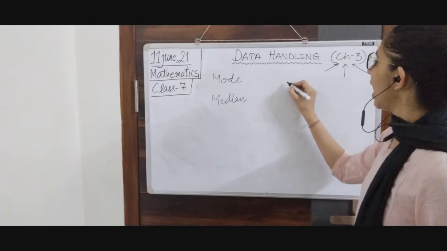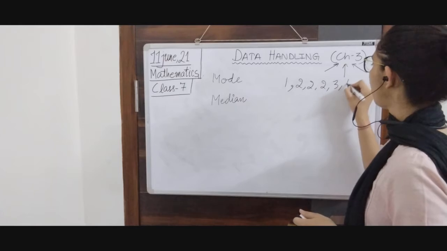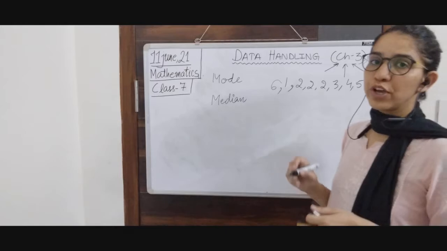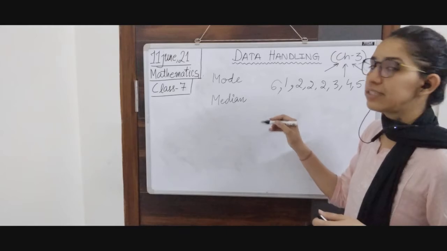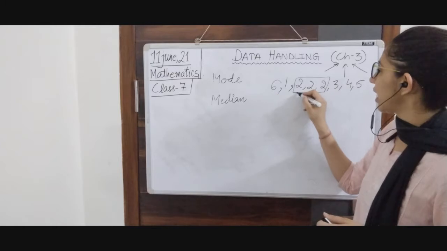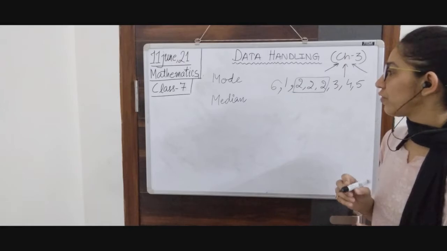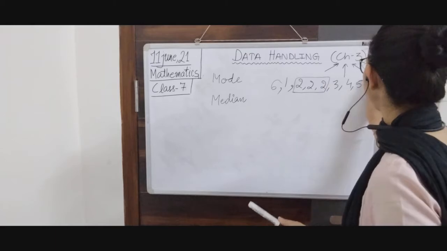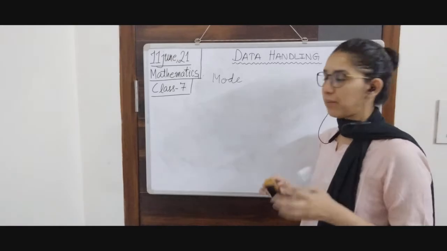Okay? Suppose we have data 1, 2, 2, 3, 4, 5, 6. So the observation which is repeating most often, which is occurring most often, is the mode of that observation set. In this case 2 is occurring 2 times. It means 2 is the mode of this observation set. Okay? Now the question arises, why do we need this mode? For that we will take a short example.